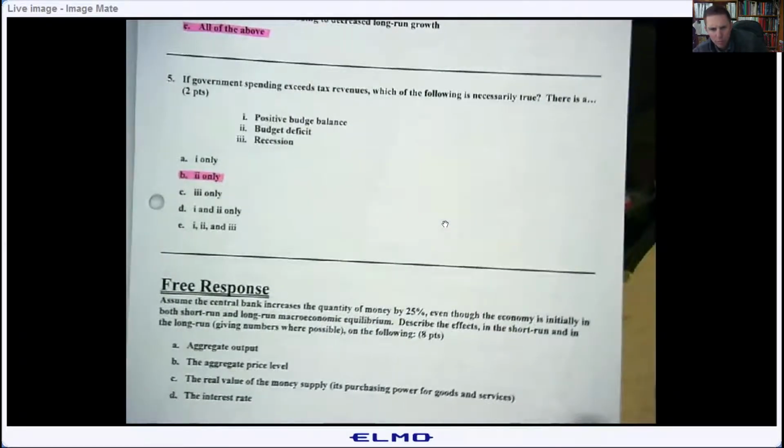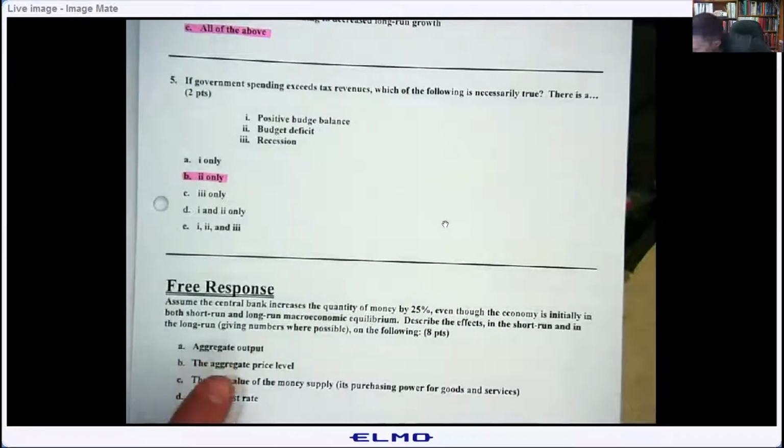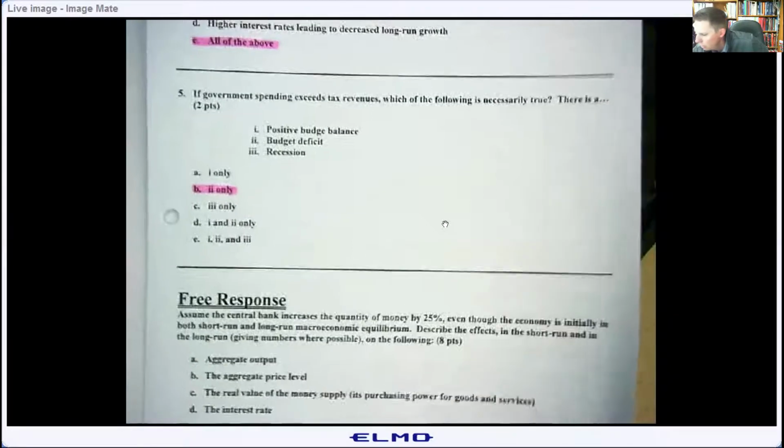And then the last portion is assuming the central bank increases the quantity of money by 25%, even though the economy is initially in both short-run and long-run macro equilibrium. Describe the effects in the short run and long run, giving numbers where possible, of only the following: aggregate output, price level, real value of money supply, purchasing power for goods, and then the interest rate. So this is an 8-point section. So it's an 18-point quiz, kind of a steep one.